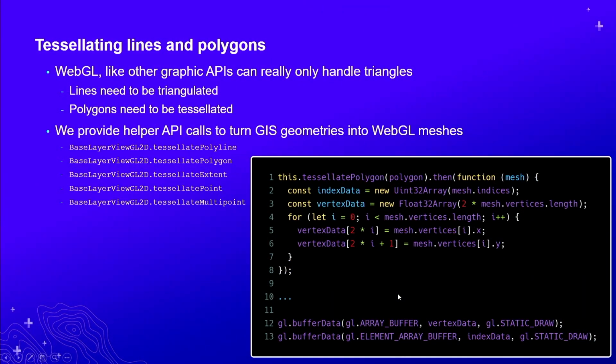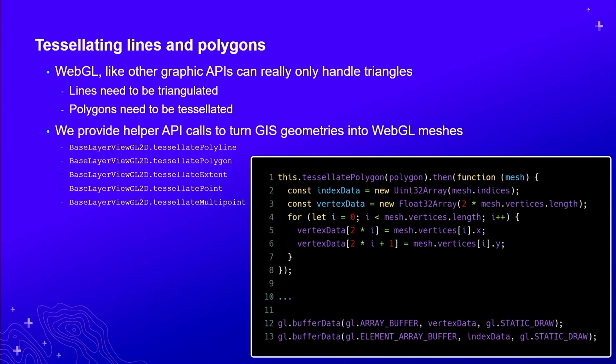Okay, so many times when implementing a custom layer, it's more than just rendering markers, even though, as you know, GIS features cannot be just directly rendered with WebGL. We have to go through a process of triangulation or tessellation, which means take the underlying geometry and break it into triangles that WebGL understands.